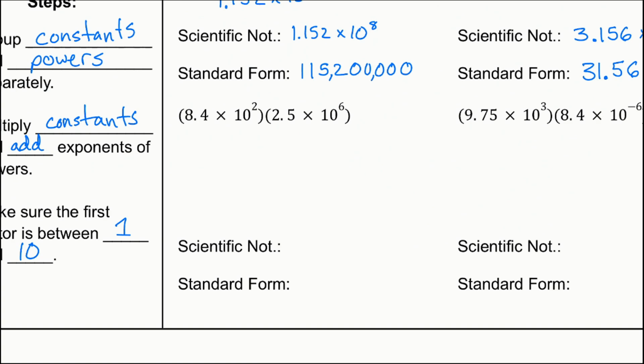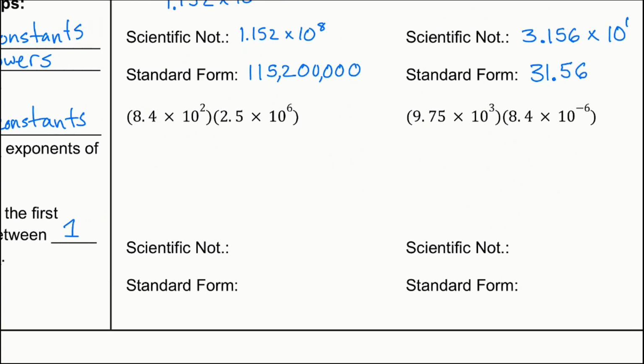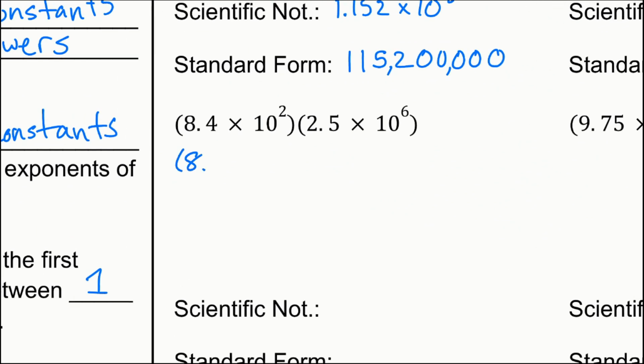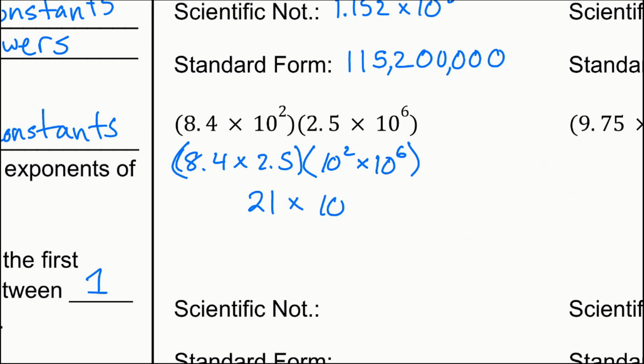Okay, so I'm going to do this probably start to finish, but I am going to try to go quick here. So I'm going to take this 8.4 times the 2.5, and then I'm going to take the 10 squared times 10 to the 6. We're going to add those exponents, but before we do, take the multiplication here. That gives me 21 times 10 to the 8th power.